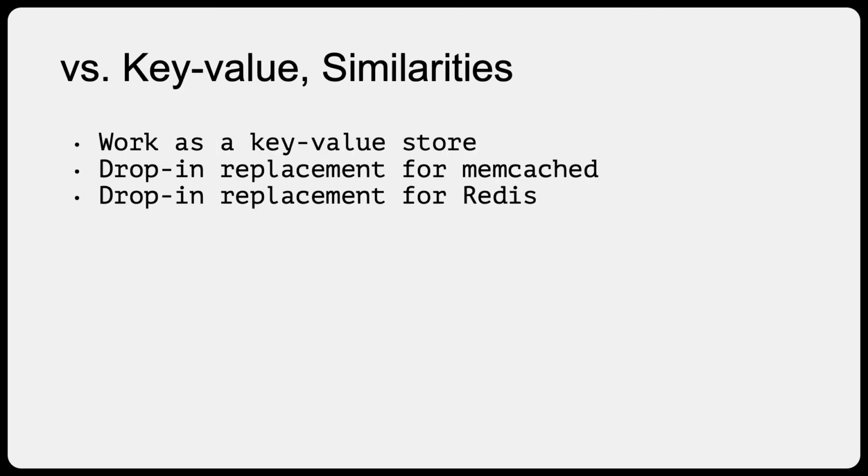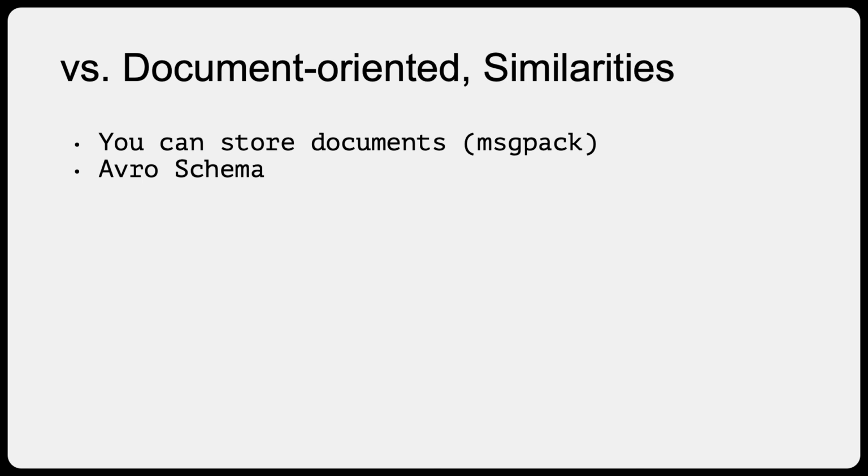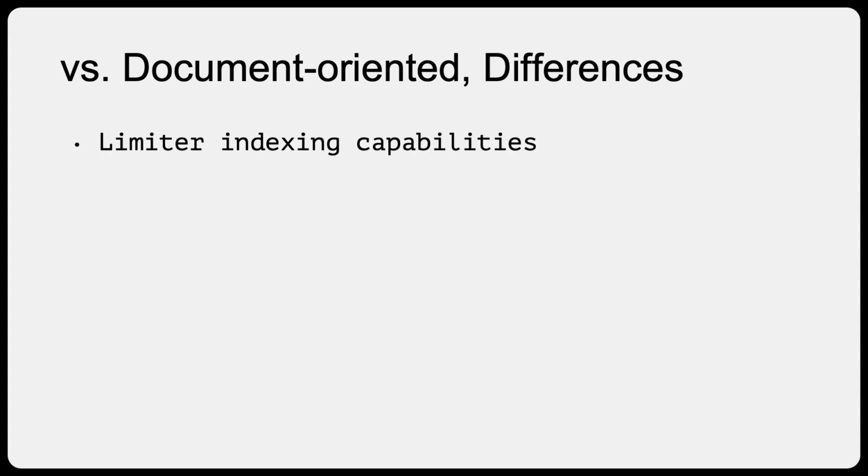In the case of Tarantool versus key-value databases, we have similarities that are they work as a key-value store, and Tarantool can be a drop-in replacement both for Memcached and for Redis. If we look at the differences, we see that there are secondary indexes, transactions, and iterators. When comparing to document-oriented DBs, we see that we can also store documents as MessagePack, and we support Avro Schema. And the differences lie in limited indexing capabilities.